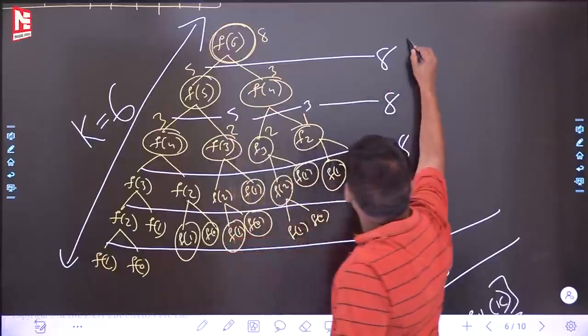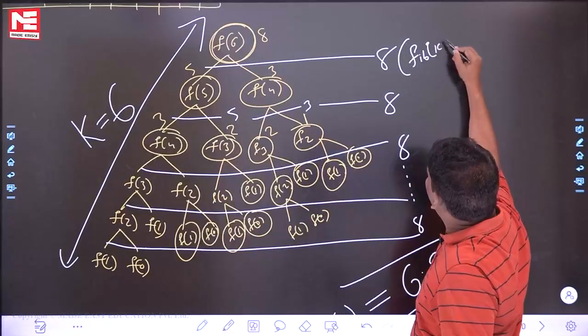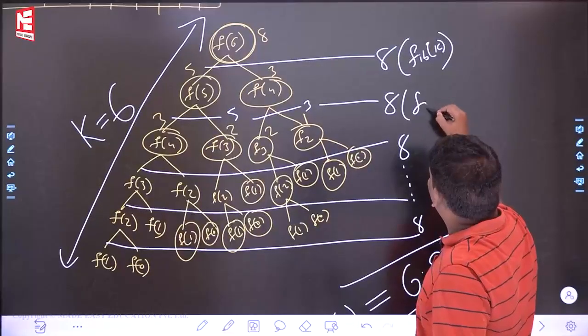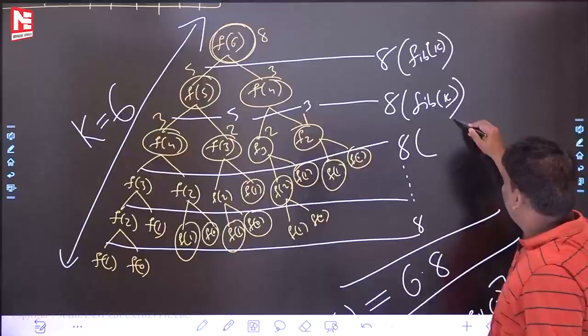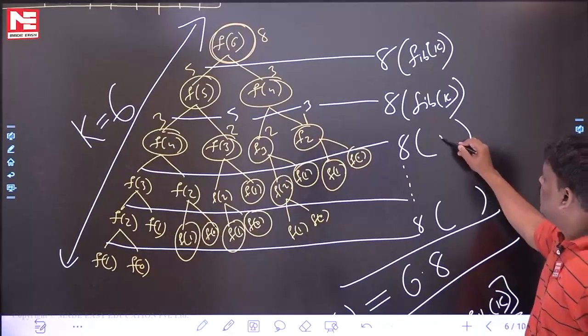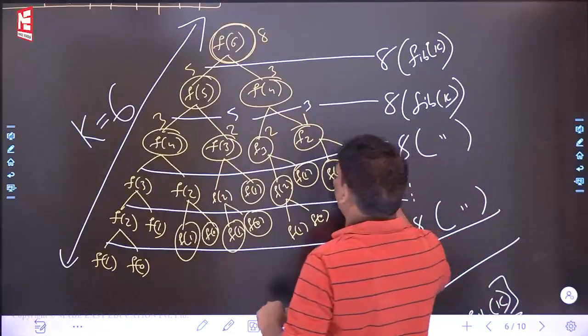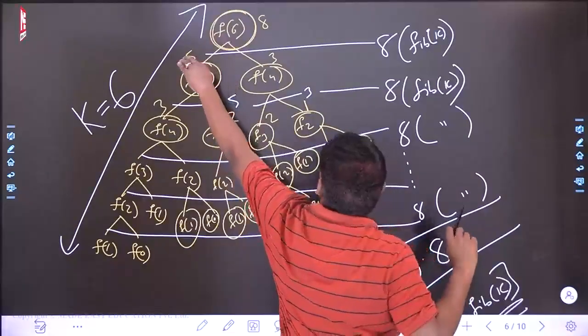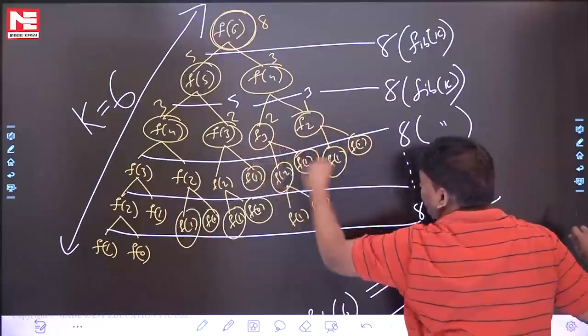Right? What is this one? It is Fibonacci of k value. Right, like this. And one more interesting thing: see this one. If you add all of the first level, 8 came. Second level, if you add all, 8 came. Like that, everywhere 8 is coming.